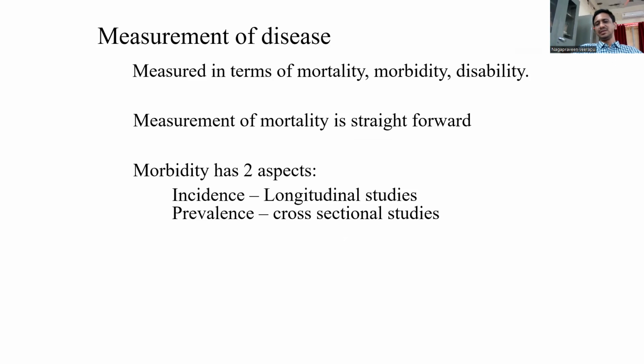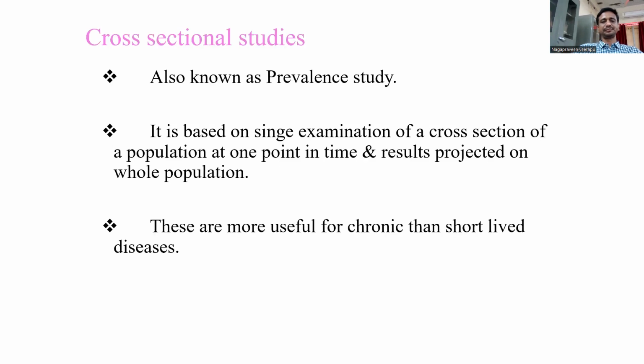We are measuring the disease in terms of mortality, morbidity, and disability. Mortality is straightforward. Morbidity means the suffering, and you can take incidence, that is the new cases, and prevalence, that is the old cases. Incidence cases you can study through longitudinal studies. You can also get incidence from cohort studies. Prevalence you will get from the cross-sectional study, which is like a snapshot or photograph that gives both the exposure and the disease outcome at the same time.